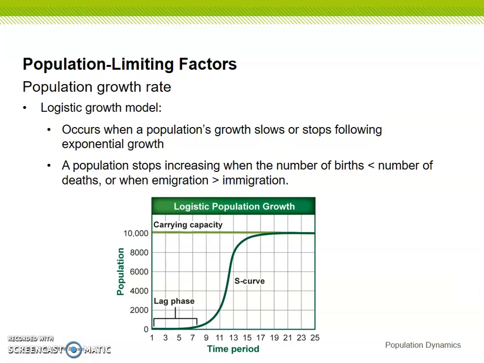Logistic growth model occurs when a population's growth slows or stops following exponential growth. So here we have our exponential time period. It's approaching the carrying capacity, so the population is going to level off. A population stops increasing when the number of births is less than the number of deaths, or when the number of organisms leaving the area, or emigration, is greater than immigration, or organisms moving in.